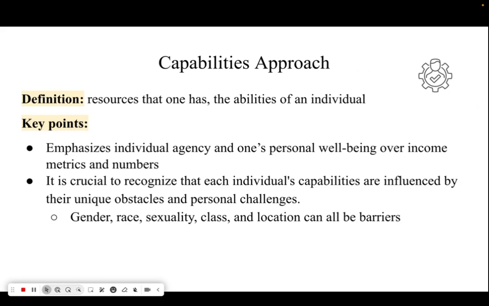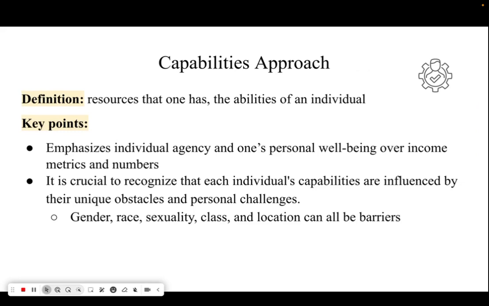So, the capabilities approach, our definition that we strongly support, is the approach that defines what resources one has and the abilities of an individual. We said that the key point is that this approach emphasizes individual agency and one's personal well-being over income metrics and/or numbers. Another key point we said is that it's crucial to recognize that each individual's capabilities are influenced by their unique obstacles or personal challenges.